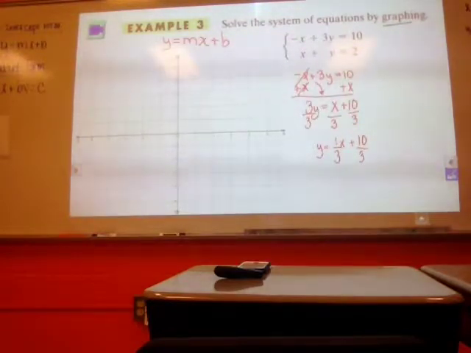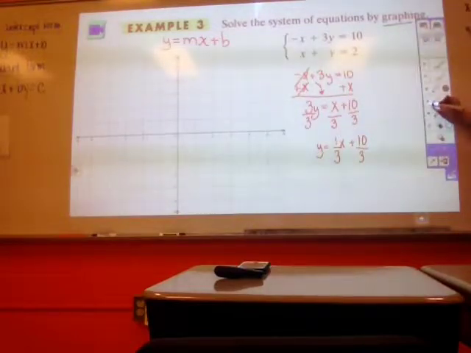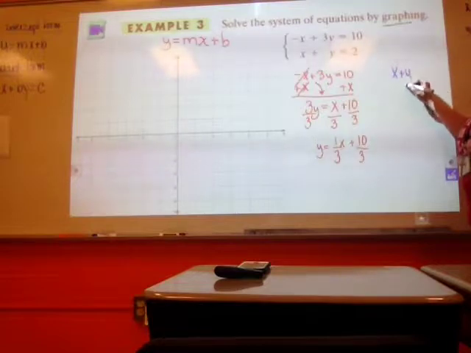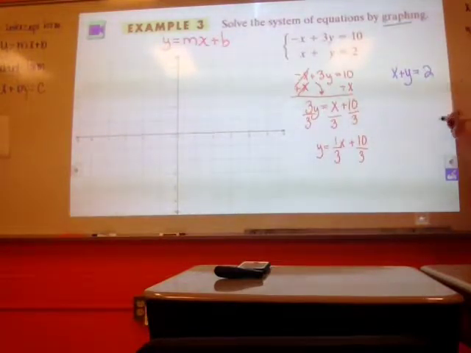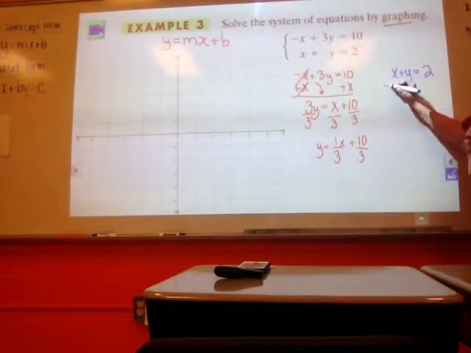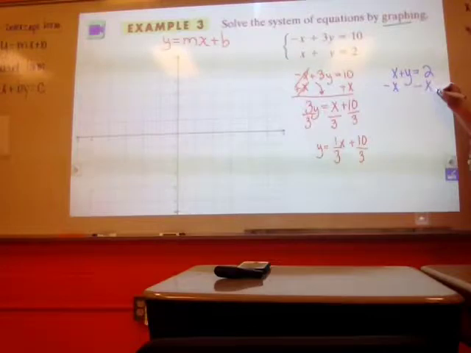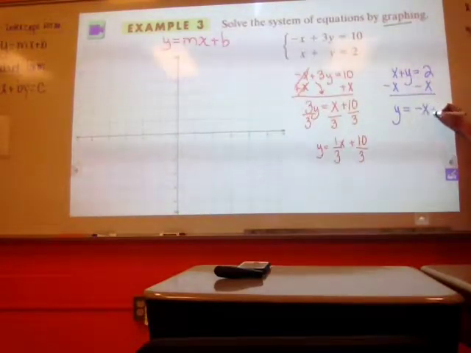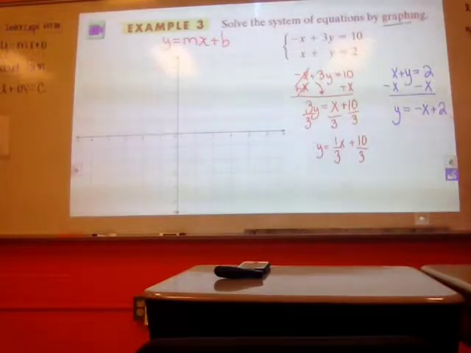Okay. So now I've got to do the next one. So x plus y is going to be equal to 2. Everybody okay with that? All right. I'm going to subtract x from both sides, and I'm going to get y is equal to negative x plus 2. So far, so good? Okay.